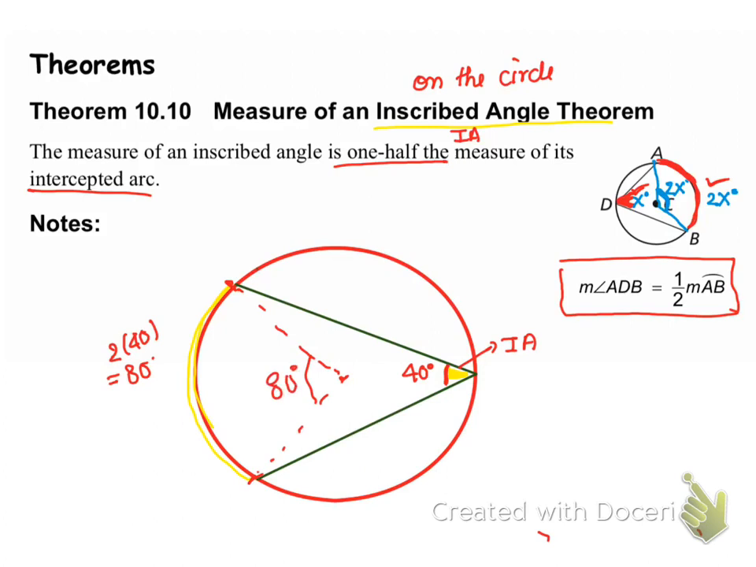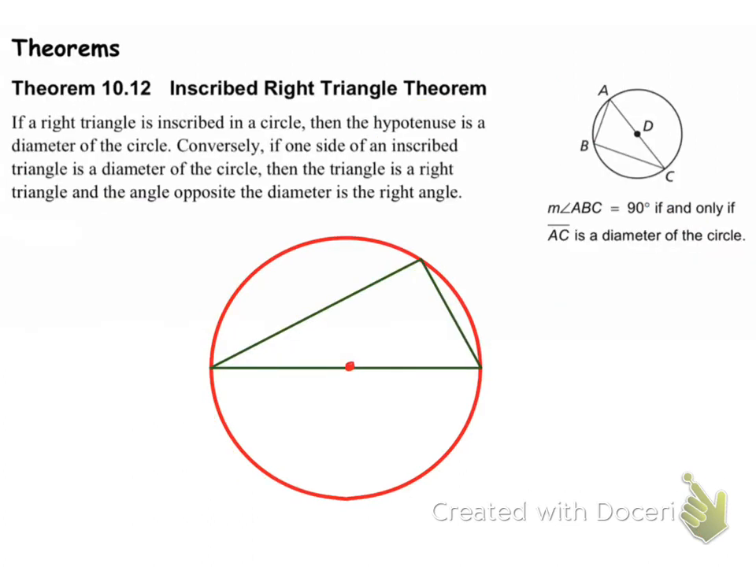So this is just how I'm explaining why. All right, let's move to the next theorem. The next theorem is the inscribed right triangle theorem. So what do we have?